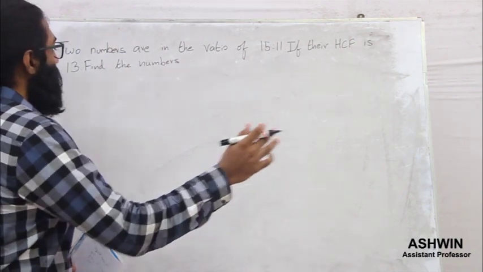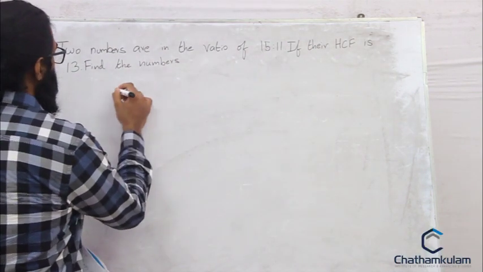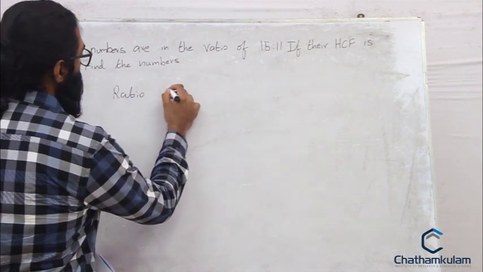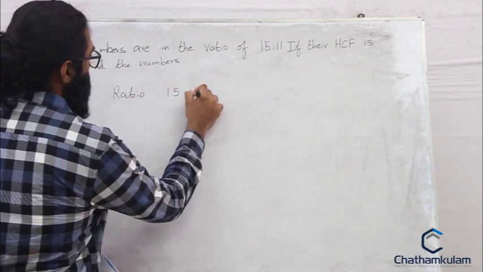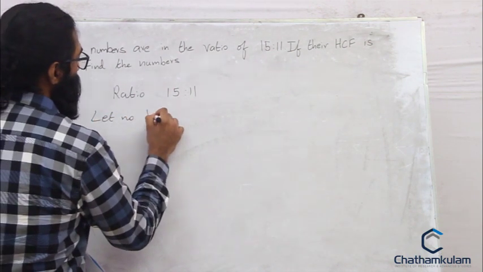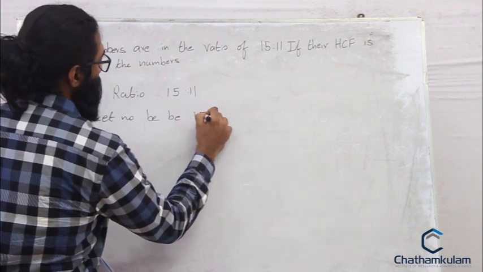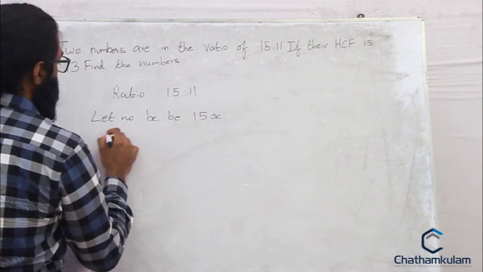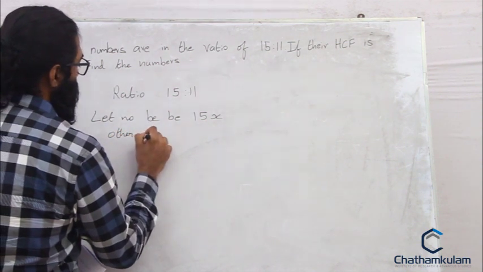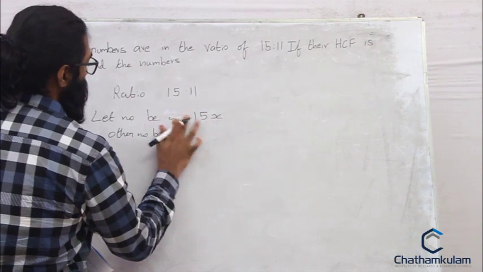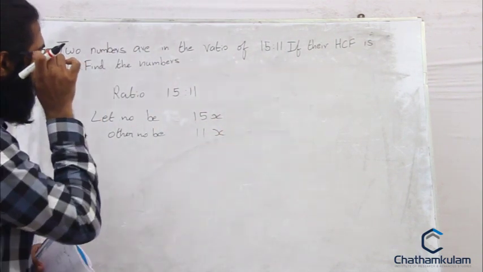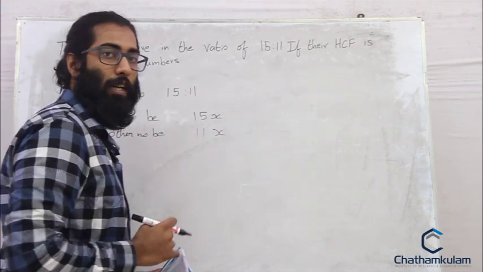So in the question it's given that the ratio of two numbers is 15:11. So let one number be 15x and the other number be 11x. Right, so let these two be the numbers.